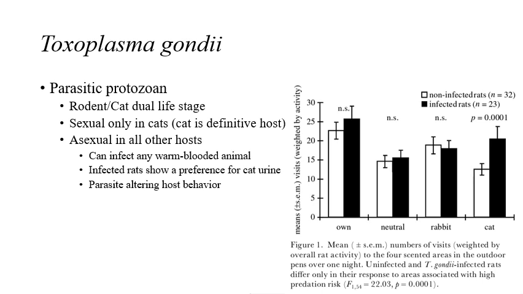But the sexual host is known as a definitive host, right? So it reproduces sexually in cats. So that is the definitive host. It can reproduce in all other organisms, but it tends to reproduce asexually, right? And it can basically infect any warm-blooded animal, right? But its preferred infected individual is rats and mice, okay?